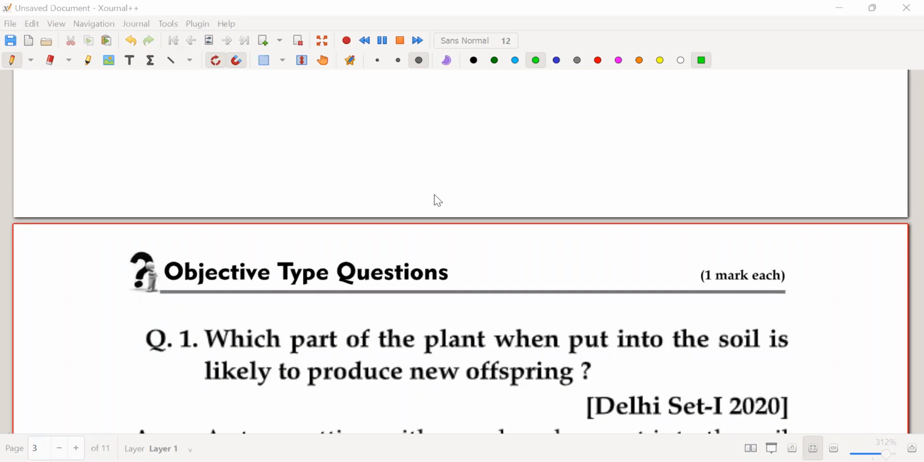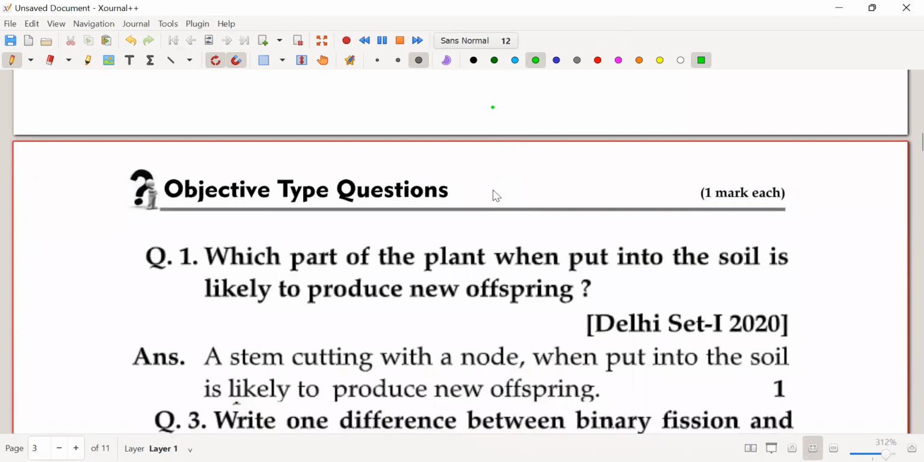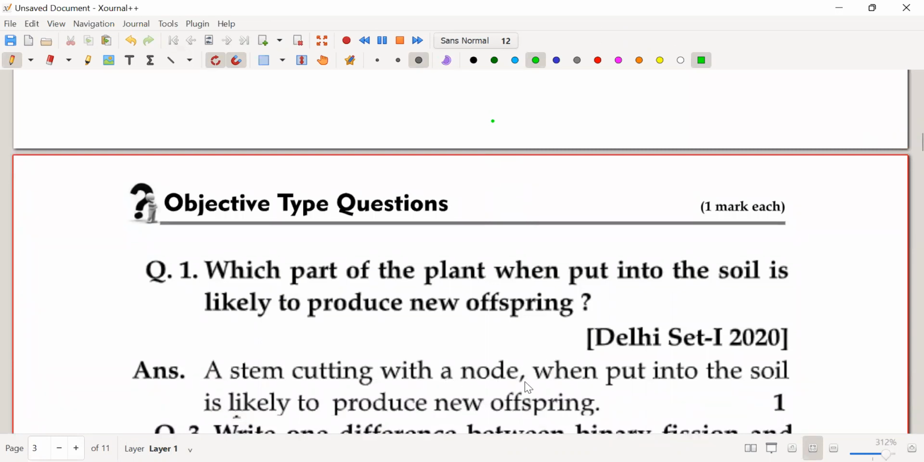Which part of a plant, when put into soil, is likely to produce new offspring? See, the stem cutting with a node, when put into the soil, is likely to produce new offspring. For example, this Murugakira they used to say, isn't it? We will cut the stem with a node and fix it to produce offspring.